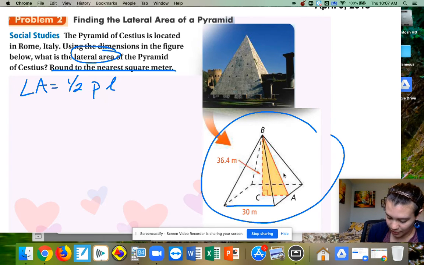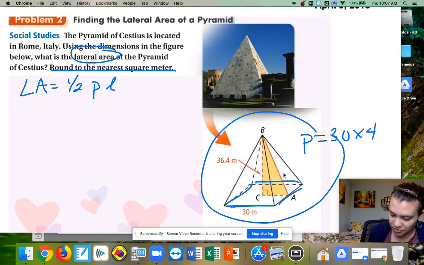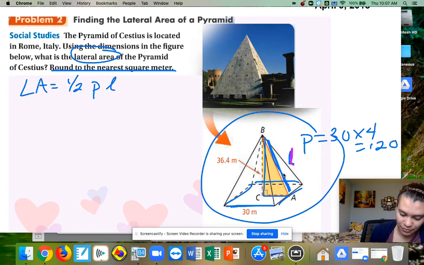So our perimeter, we can figure that out pretty easily. There's 30, 30, 30, 30. So 30 times 4, or 120, is the perimeter. But we don't know what this slant height is right here. But you do have a handy-dandy right triangle. So to figure out the slant height, you're going to have to do your Pythagorean theorem.